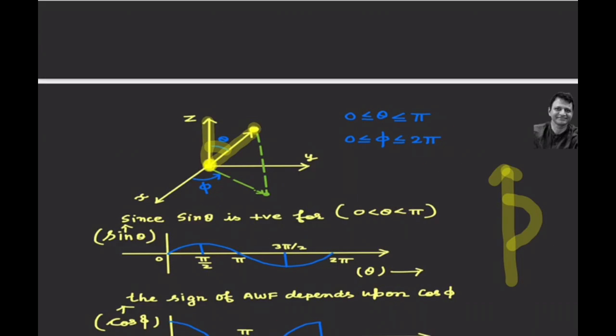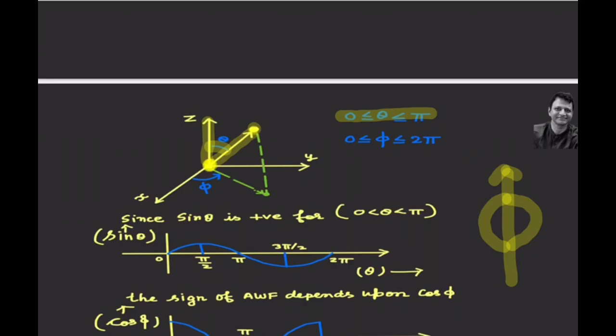Either I am moving in this direction, or if I am moving from here along the z-axis, if I am moving in this direction also, this angle will only vary from 0 to pi. So the range of theta should vary from 0 to pi. We should understand this point.